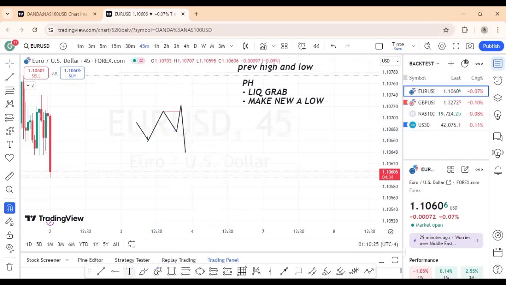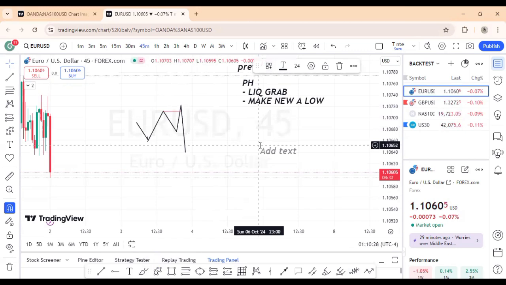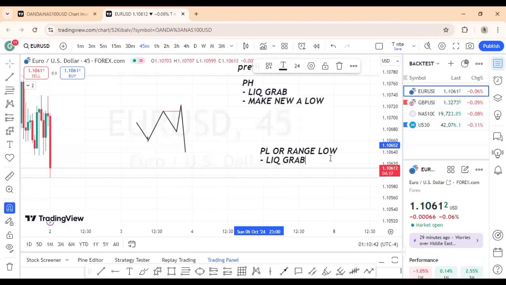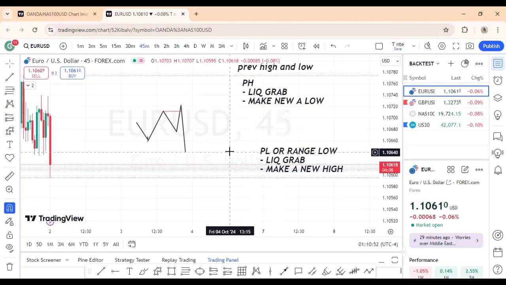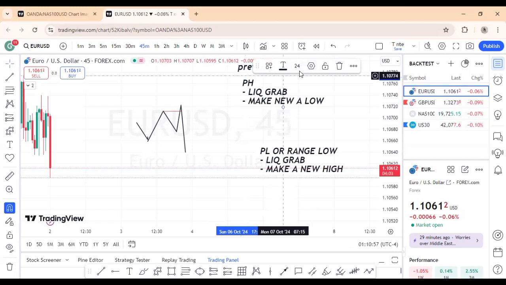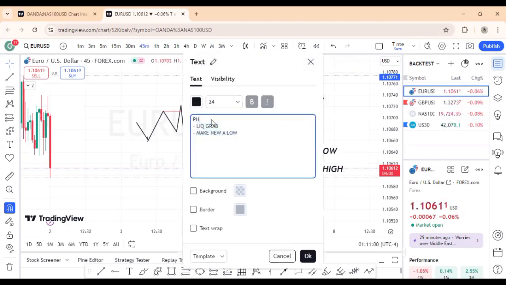Therefore, a protected low, or some people call it a range low. So for a protected low or range low, it is the same thing as this. You can call it protected high or range high. For your protected low or range low, we want to see the same thing. You want to see a liquidity grab, which is the take out of the previous low. Also, you want to see price make a new high. So these are the two things that you must see before you classify a protected or range low. This can also be a protected or range high. Let me just quickly insert that so you guys can see it and understand.